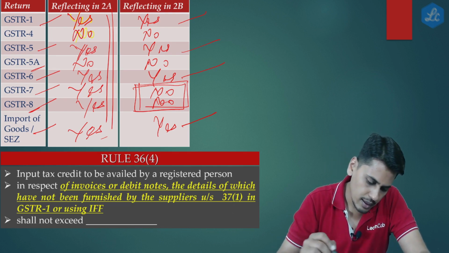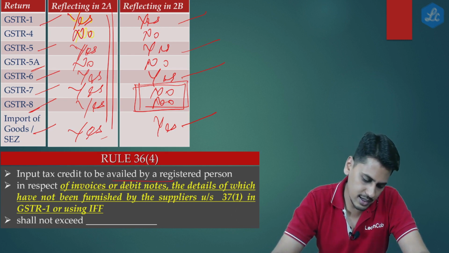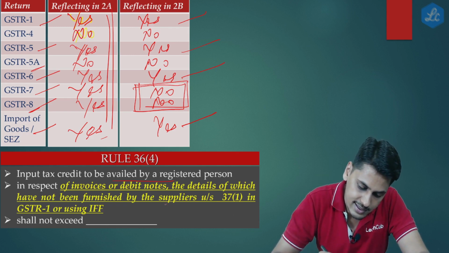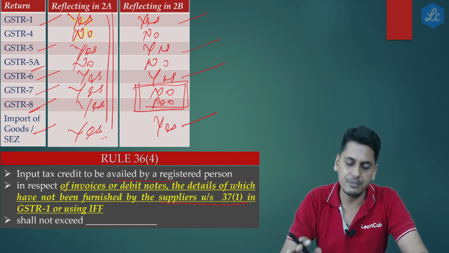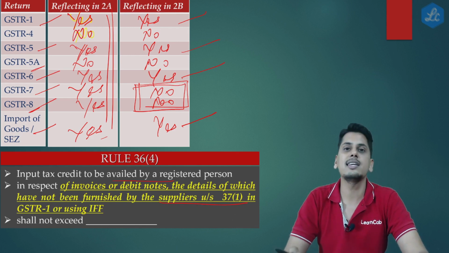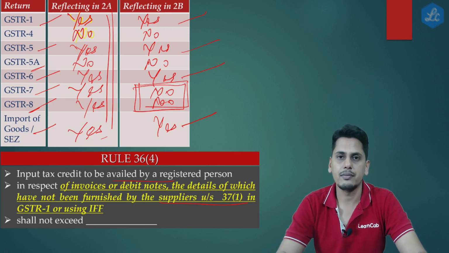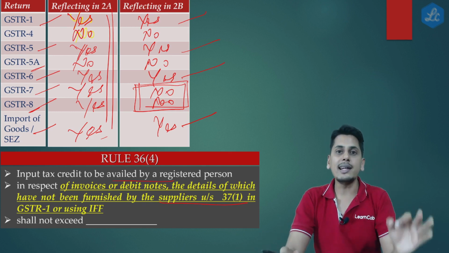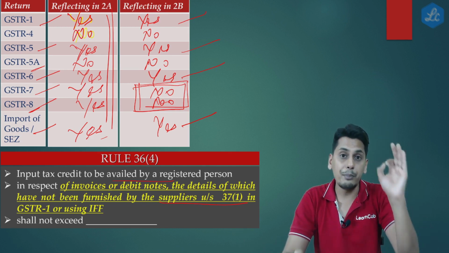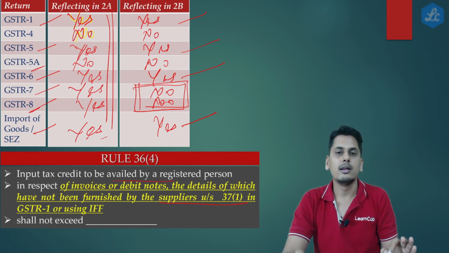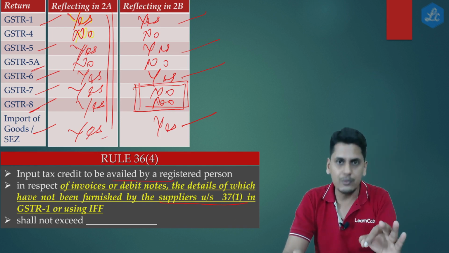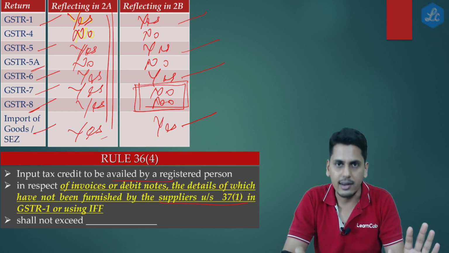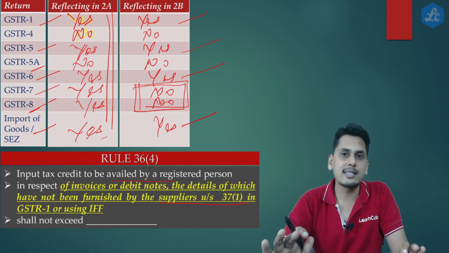Section 36 sub rule 4 tells me input tax credit to be availed by a registered person in respect of invoices or debit notes, the details of which have not been furnished by the suppliers under section 37 subsection 1 in GSTR 1 or using IFF. So friends, this is crystal clear that the applicability of 36 sub rule 4 is only going to be on those invoices, those documents, the source of which is GSTR 1. I repeat, 36 sub rule 4.